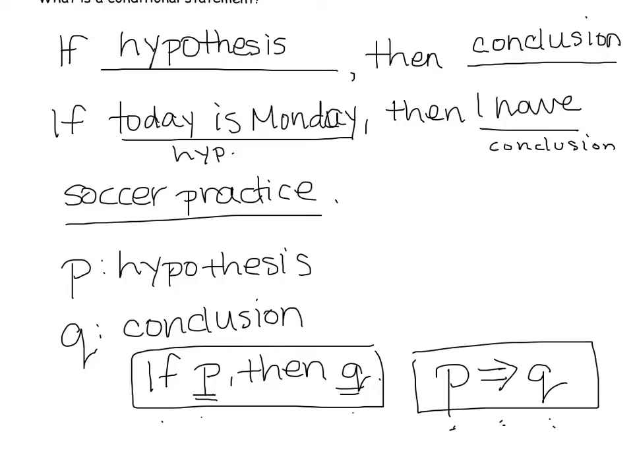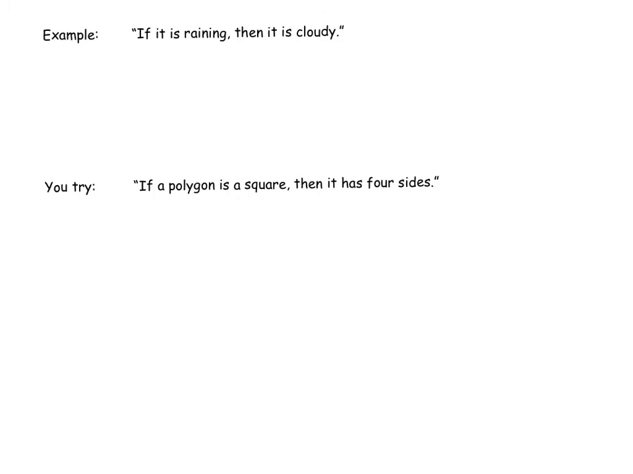So let's practice identifying our hypothesis and conclusion in our own statements. Here's an example. If it is raining, then it is cloudy. So we want to identify what is the hypothesis and what is the conclusion. Well, the hypothesis just comes after the if statement. So I can underline the hypothesis, it is raining, and the conclusion, it is cloudy, and I have identified the hypothesis is just it is raining.